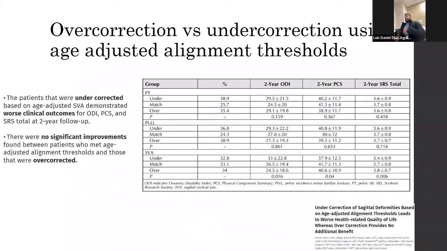And so here, this is validating what I'm saying, that overcorrection versus undercorrection is a significant variable to think about, and that patients who are undercorrected based off their age-adjusted SVAs, of course, do demonstrate worse clinical outcomes. The goals of the surgery may not have been met. However, importantly, there were minimal to no improvements following those who were overcorrected beyond the derived age-adjusted values based off of their ODI and their physical component scores on the SF12 and, of course, in the SRS. This was most significant for SVA rather than PILL and PT.